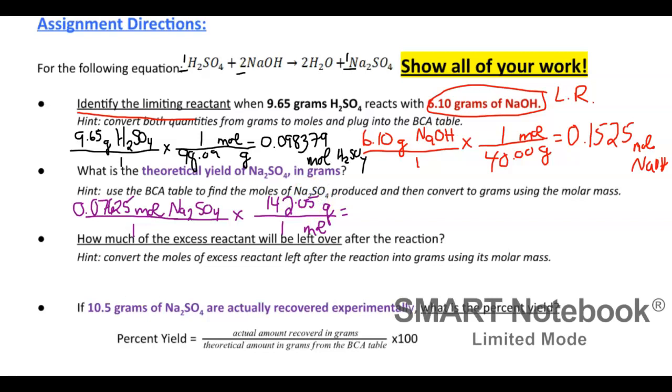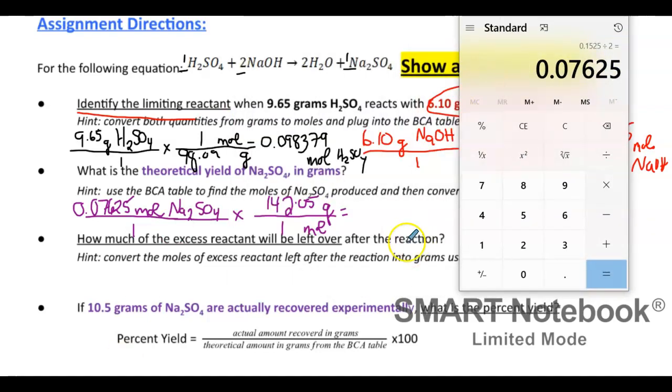142.05 grams per mole. So let's take out our handy dandy calculator of science, and we're just going to multiply by 142.05 grams. So how many grams do we have? This many moles times that many grams, 10.8313.